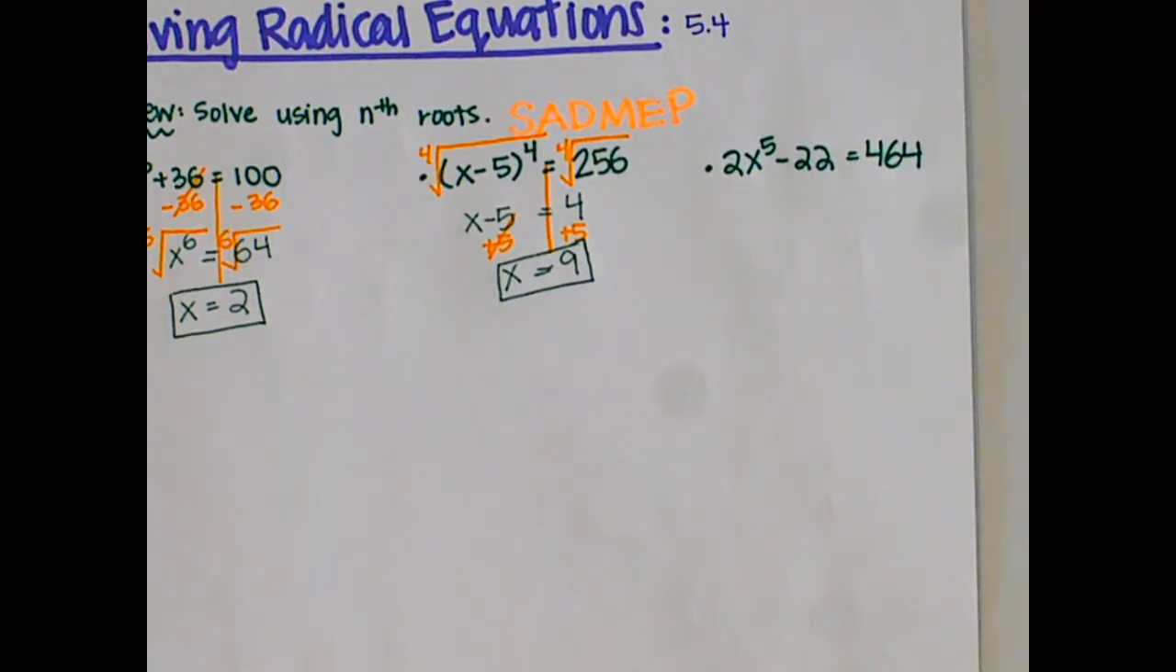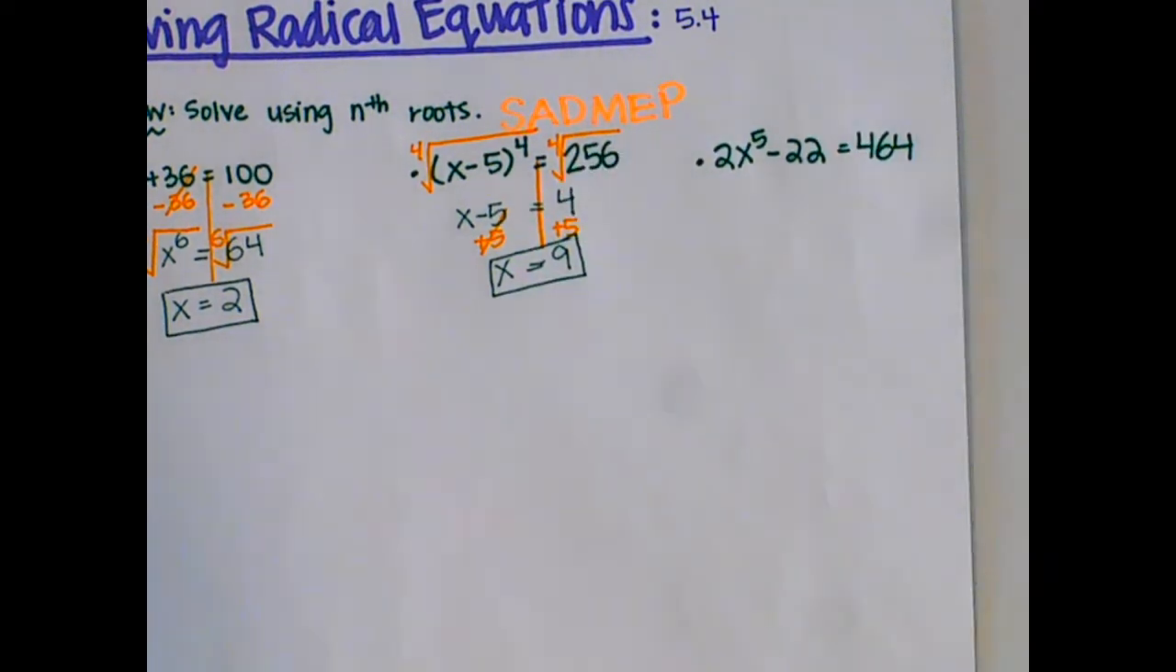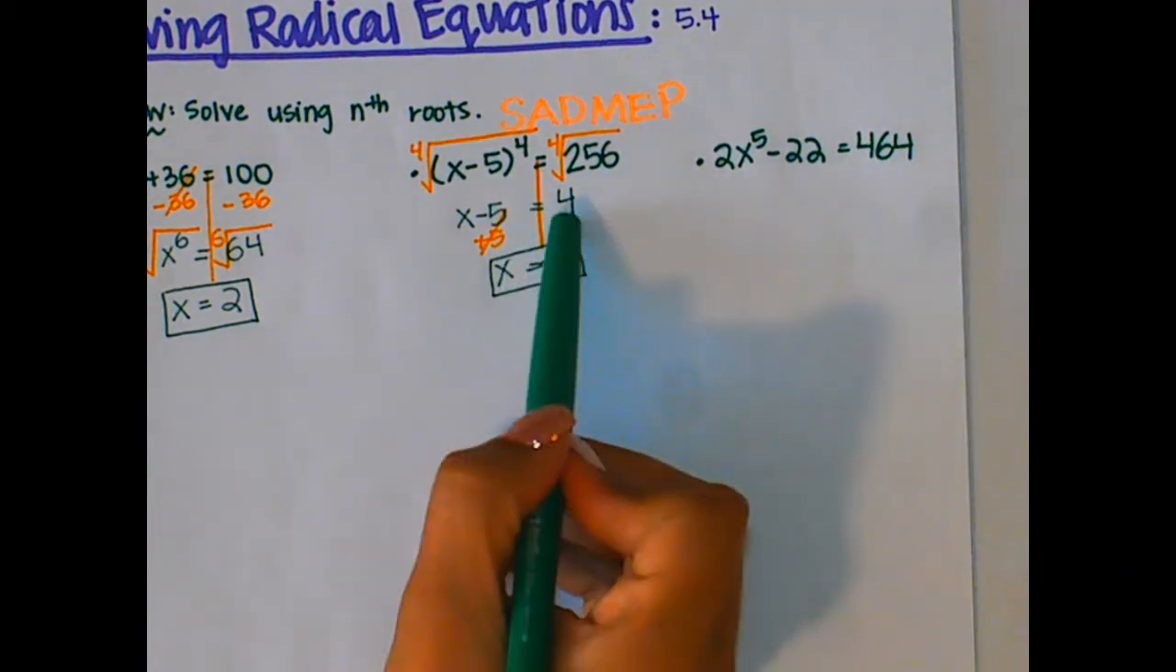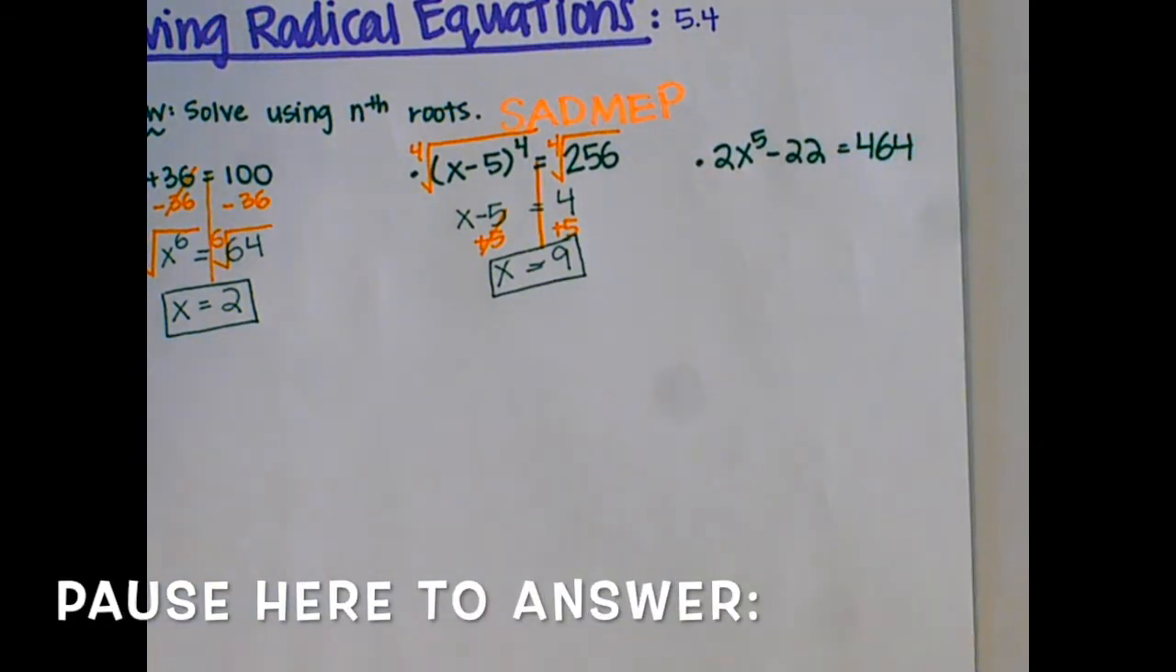Okay, with that one, you should have started with the 4th root on both sides. When you use a factor tree on 256, write it into its prime factorization, and take out groups of 4, you should have gotten 2 times 2, which is 4. And then you add 5 to both sides, and you should have gotten x is equal to 9. Go ahead and do our last warm-up question.